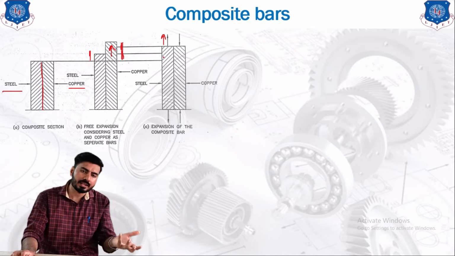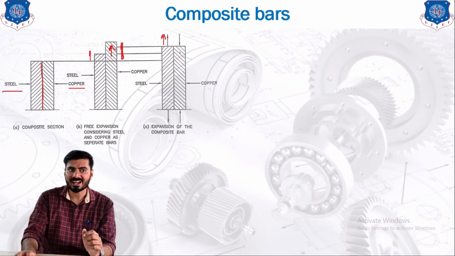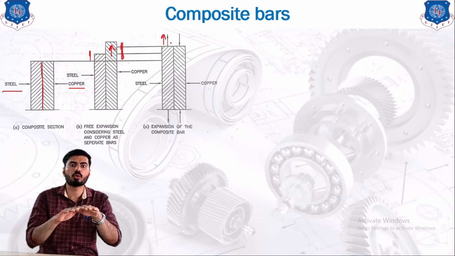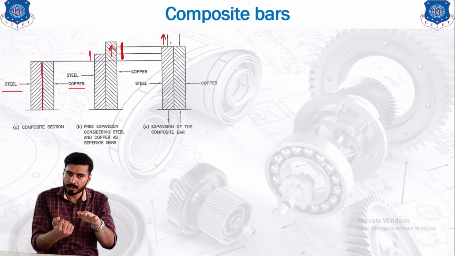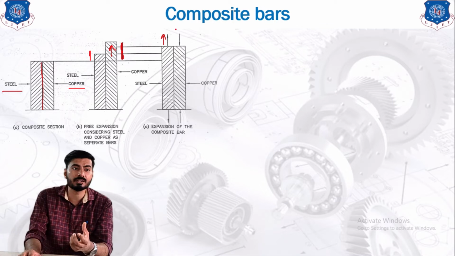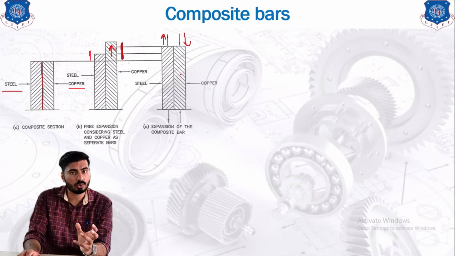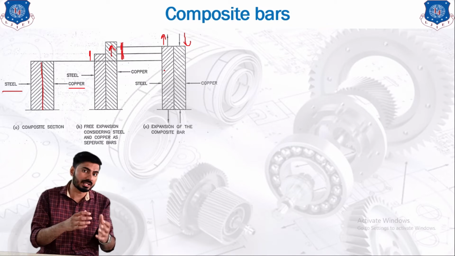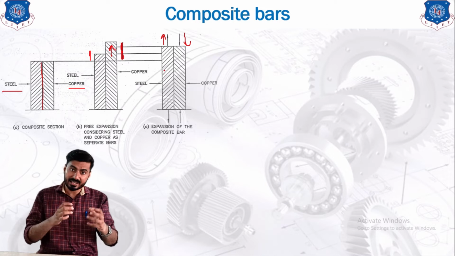Now the opposite effect will appear in the copper material. What will happen? Copper will try to elongate further as compared to steel, but steel is not willing to go further. So steel will pull down the copper material, and that's why the copper material will face the compressive force as shown in this figure. This figure shows the downward arrow which indicates the compressive force, which indicates the compressive stress in the copper material. So this is the key to identify the nature of the stress in each of the materials.